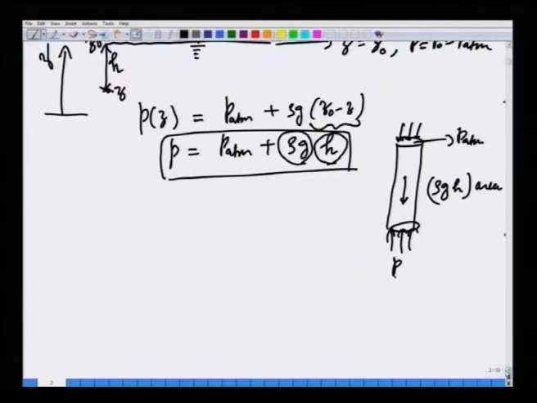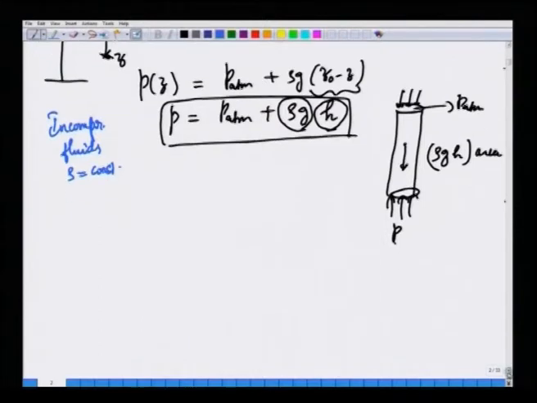Okay. So, that is the precise physical meaning of this equation, and this is valid only for incompressible fluids where rho is constant.